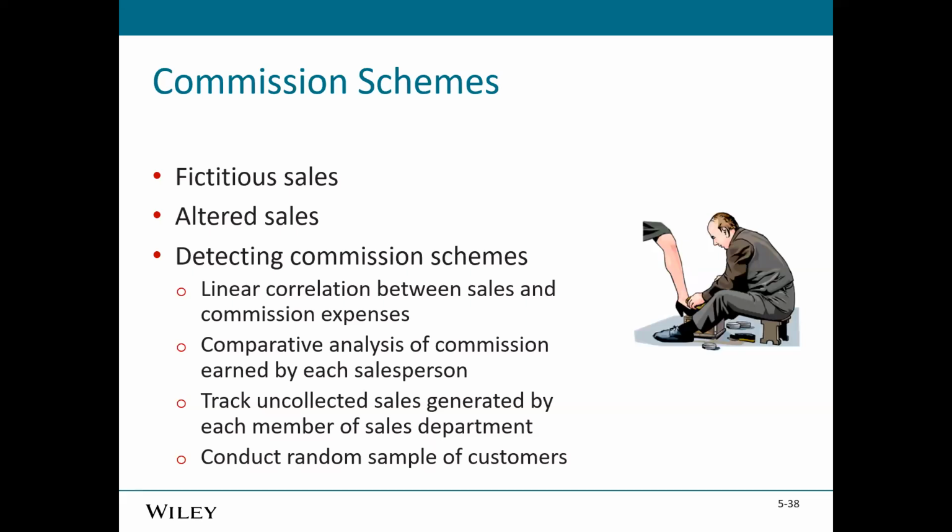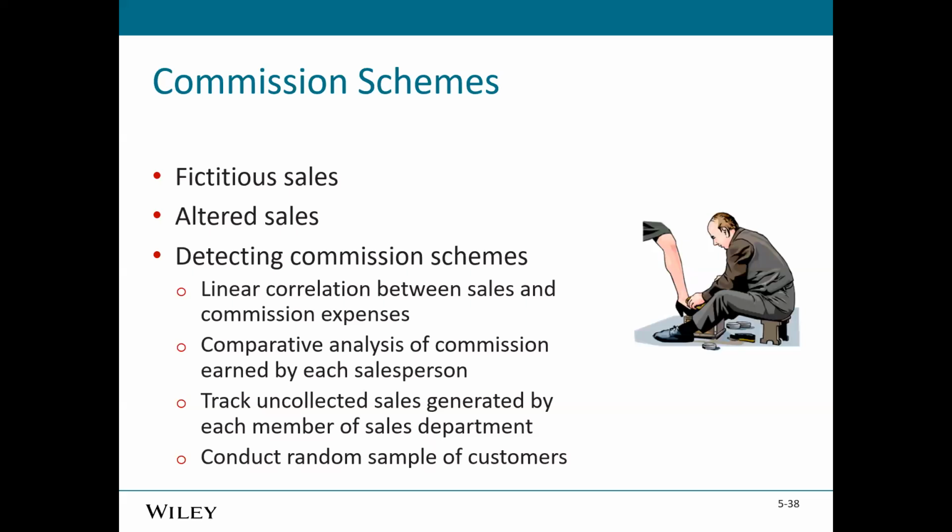So how can we detect some commission schemes? We could do a correlation between our sales and commission expenses, because the sales should match or should be correlated with that commission. We can look at the commission by salesperson. If we have one salesperson that's frequently getting like 5 times the commissions of everyone else, that could be an area of concern.